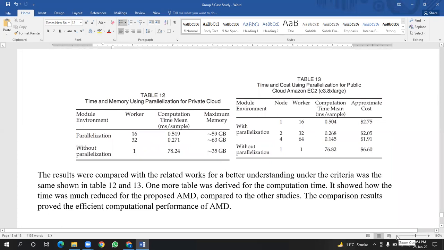One more table was derived for the computation. It showed how the time was being reduced for the proposed AMD compared to other studies done before. The comparison results prove the efficient computation performance of AMD.